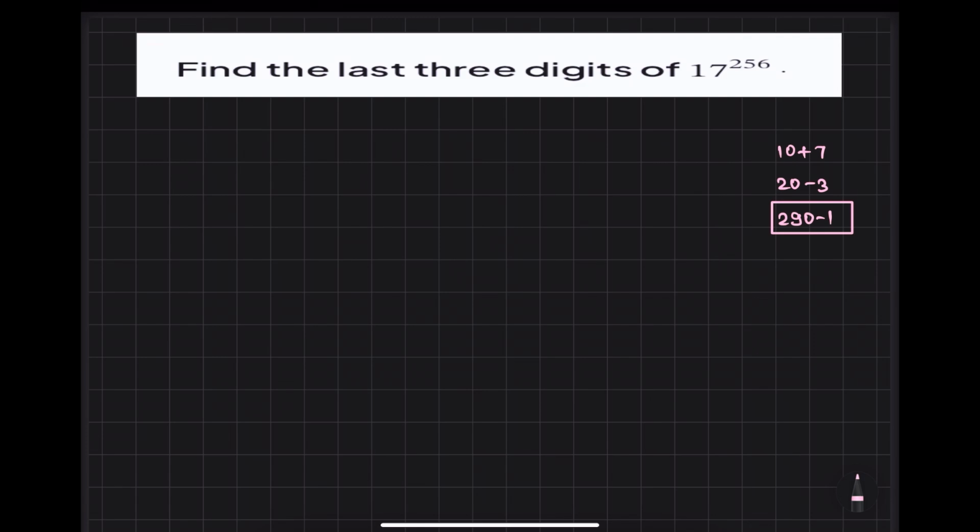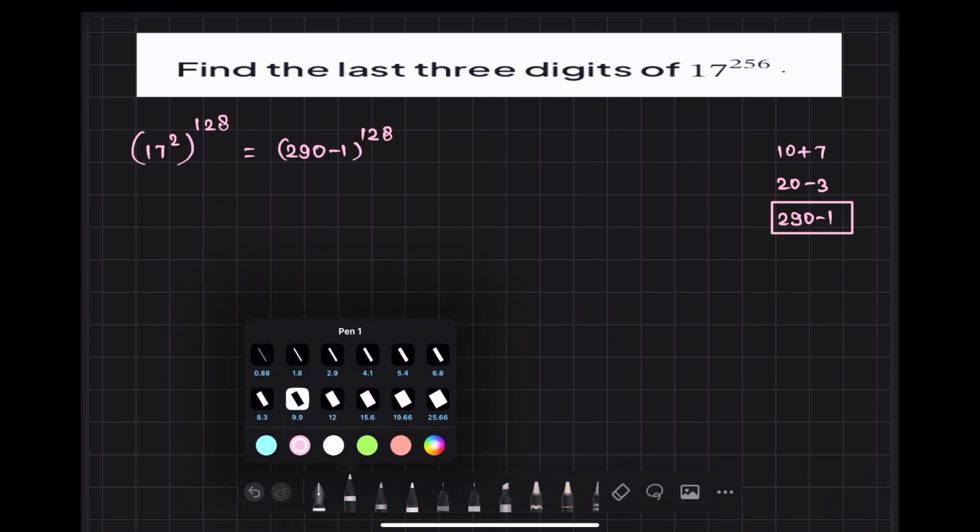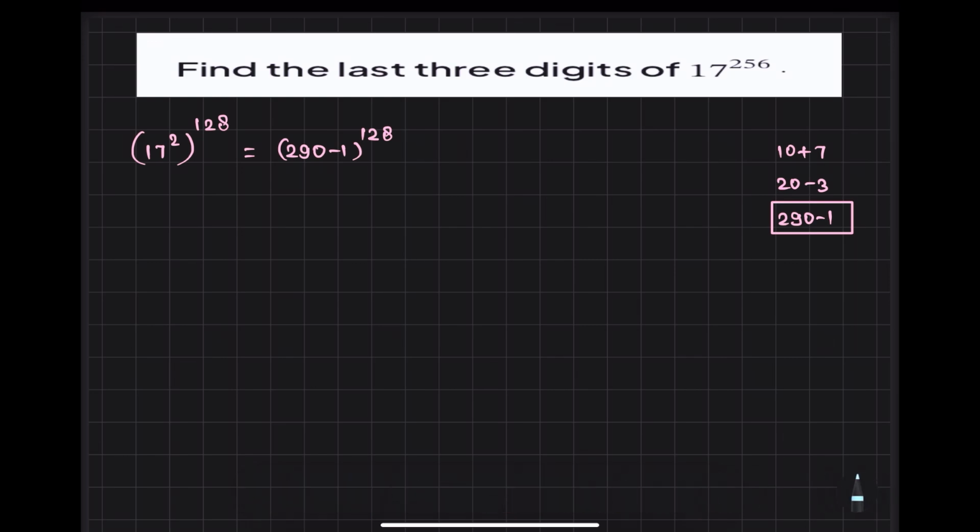Now this means we have to write 17 power 2, and we have to break that one. So 256 is 2 times 128. So can I write this thing as 289, which is 290 minus 1, power 128. Okay, now let's expand this, 290 minus 1 to the power 128, and just be super slow and observe everything. So focus on the first element.